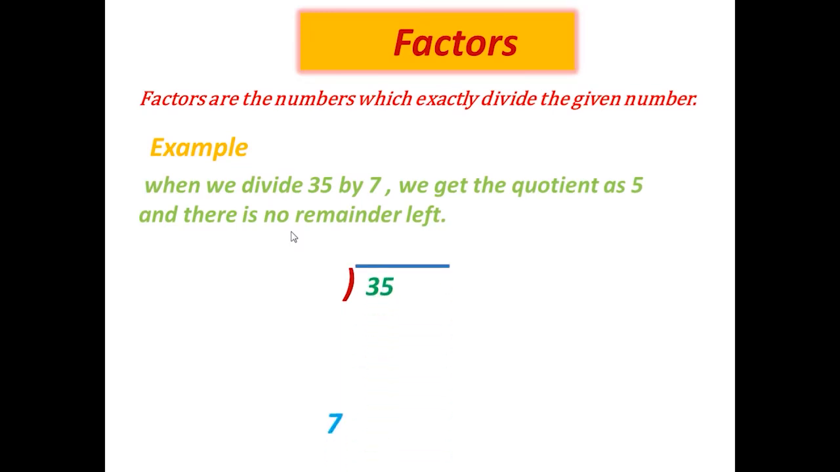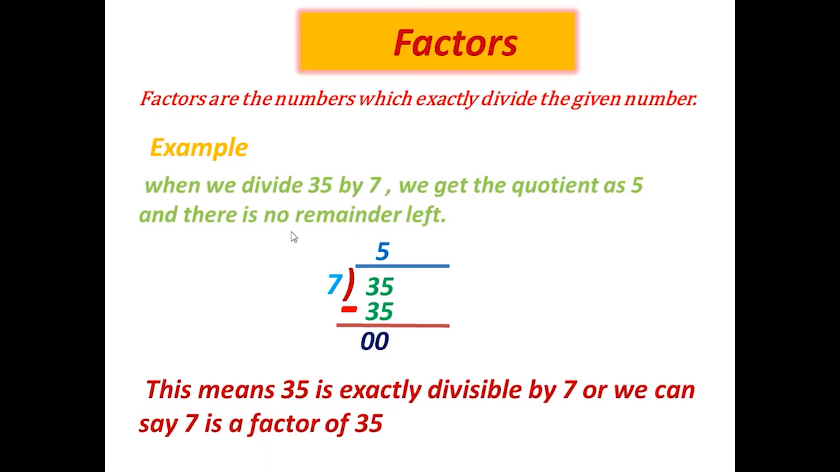When we divide 35 by 7, so 35 is completely divisible by 7 and no remainder is left. So now we can say that 7 and 5 are the factors of 35. See here, 7 and 5 divide 35 exactly, without leaving any remainder. Or we can say 35 is completely divisible by 7 as well as 5. So we can say that 7 and 5 are the factors of 35.